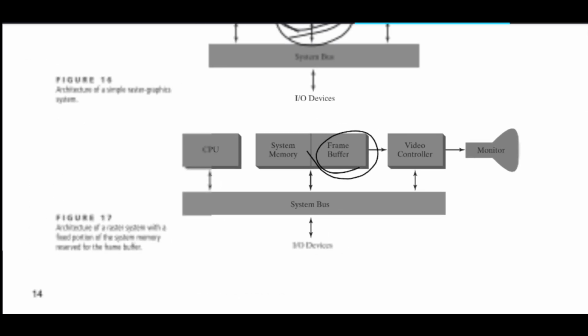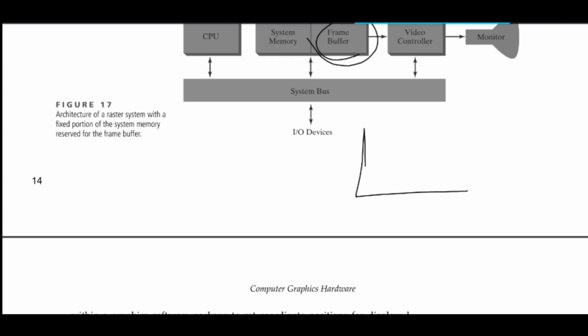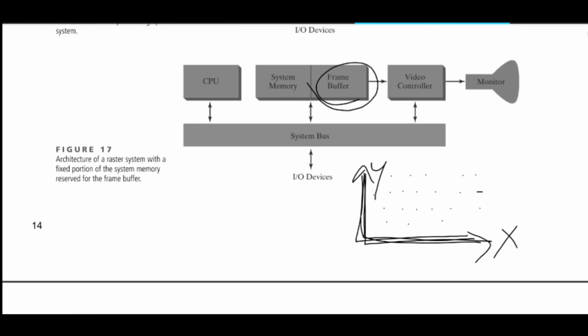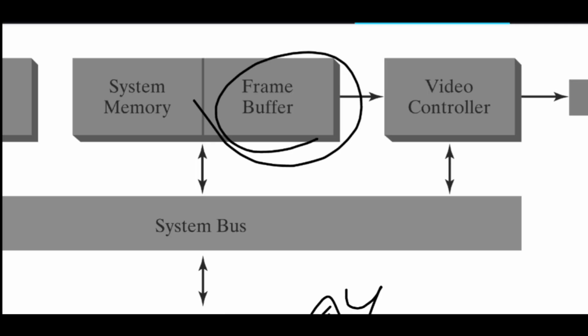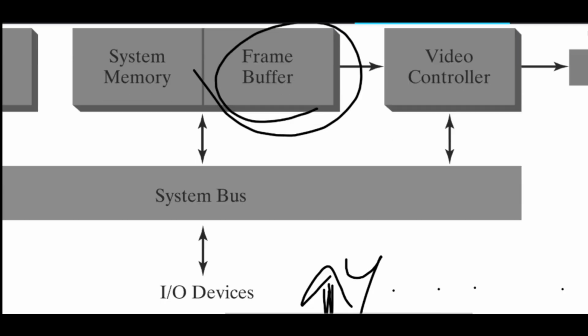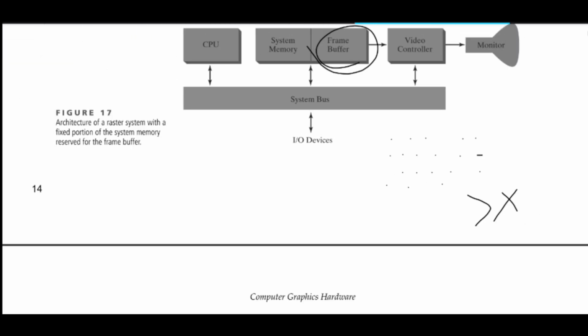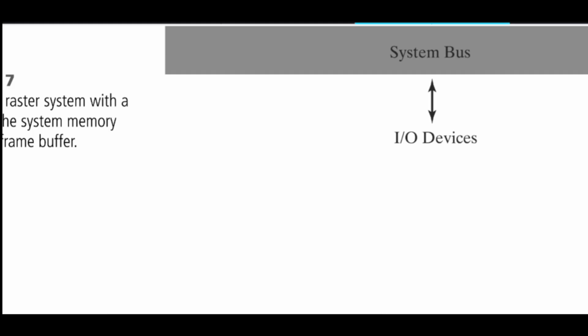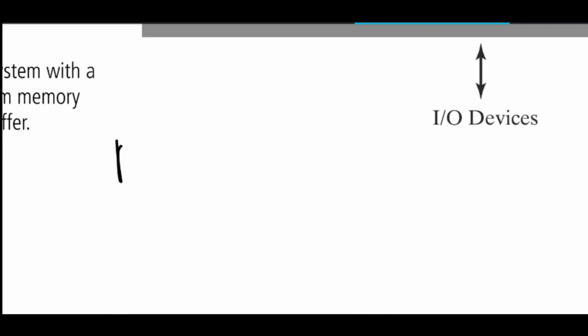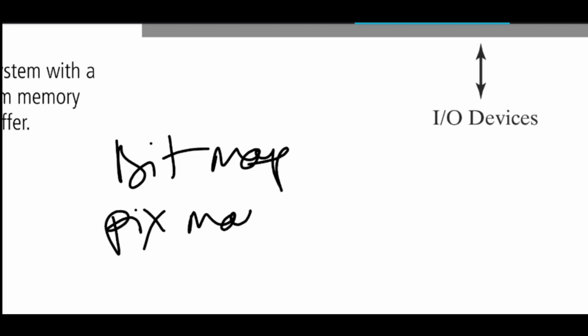Just imagine the display as an x and y axis, like a 2D plane, with a y axis and an x axis, and it stores the pixel coordinates in the display and the pixel information. There are actually two components that you may learn about later: one is the bitmap and another one is the pixmap.